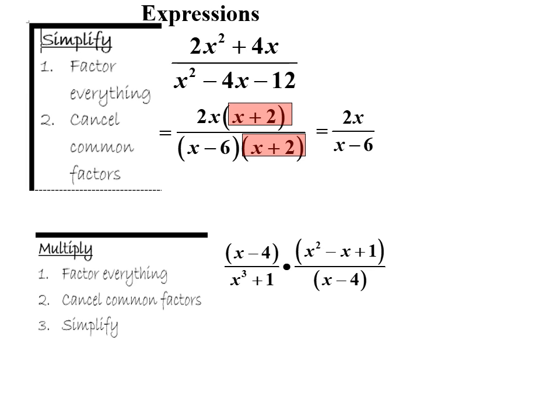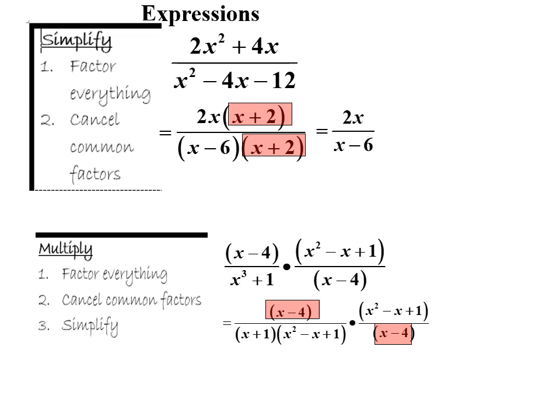Multiplying, we have x minus 4 over x cubed plus 1 times x squared minus x plus 1 over x minus 4. Factor. The only one that factors is the x cubed plus 1. That's a sum of cubes, and it factors into x plus 1 times x squared minus x plus 1. Cancel common factors. The x minus 4's are the same, and the x squared minus x plus 1's are the same. When we simplify, we are left with 1 on top and x plus 1 on the bottom.